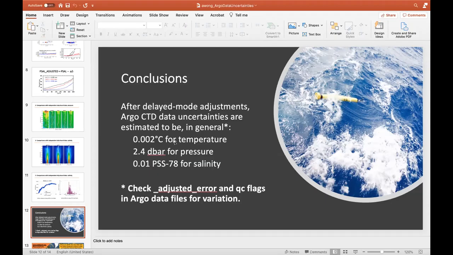Now, these are general data uncertainties. In every Argo data file, we have variables called either pressure adjusted error, temperature adjusted error, or salinity adjusted error that record error specifically for that profile. In general, the numbers will be these numbers, but there are slight variations based on regions. Some of the more variable regions will have a higher error, or if we don't have sufficient information to evaluate long-term stability in delay mode, sometimes we quote a high error. So for users using Argo data, we always tell them, please, when you extract data from all the Argo data files, pay attention to the QC flags and the error bars that we quote in the Argo data files.